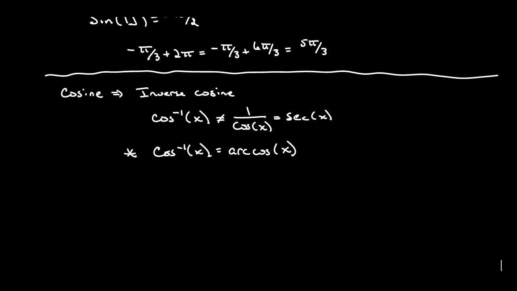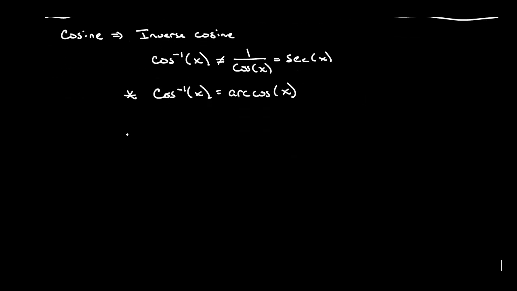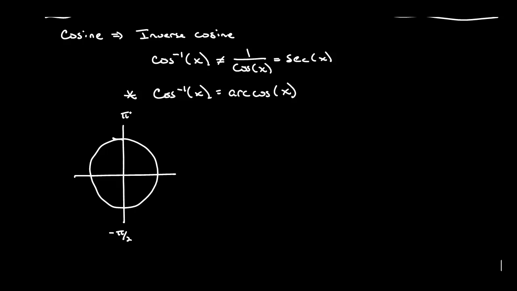Now, we can't use the same interval that sine used. And let's think about why we can't use that. So here's our circle, as good as it's going to get. Sine went from negative pi over 2 to pi over 2. But now let's take a look at cosine. For cosine, we input a value, let's say a half, and we're supposed to output an angle. So the output again is an angle.